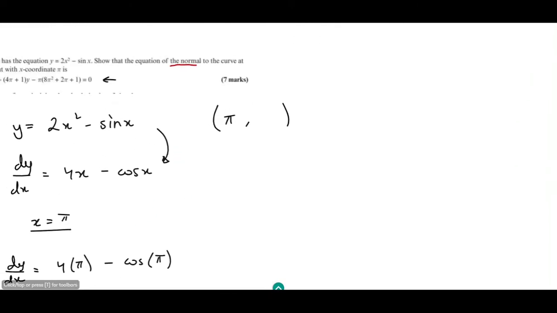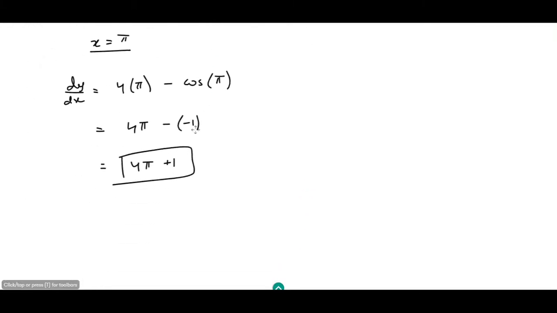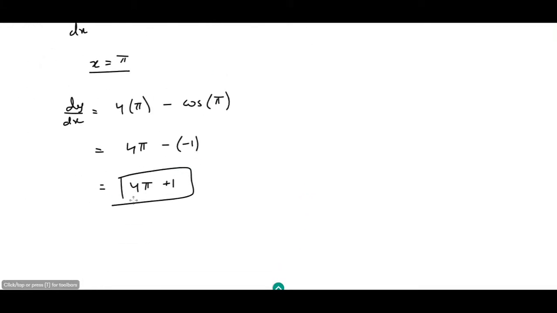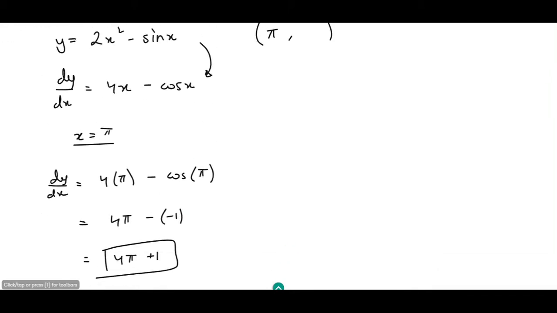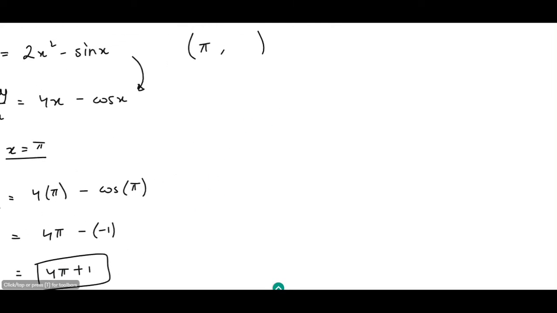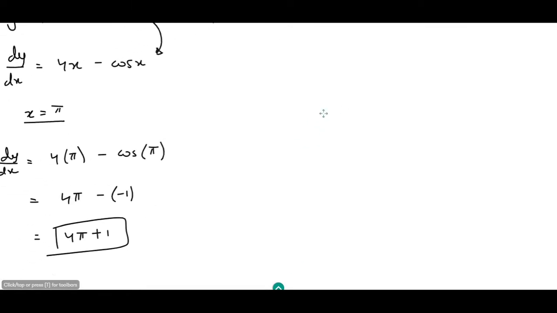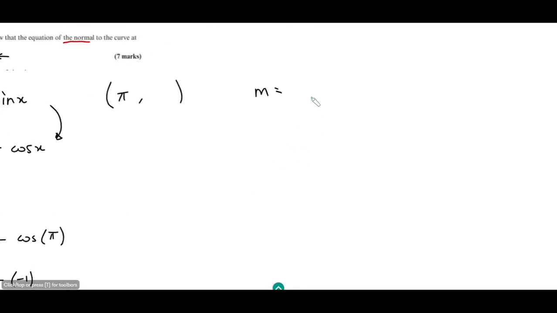Okay, but the question is asking us to find the equation of the normal to the curve. Well, if we were to find the equation of the tangent to the curve, we know that the tangent would have the same gradient as the curve at that point, but the normal to the curve would have a negative reciprocal as the gradient. So let's have a think about what the gradient of the normal would be. m would be the negative reciprocal of this, which is minus 1 over 4π plus 1.